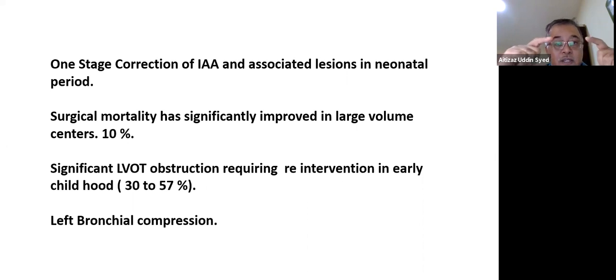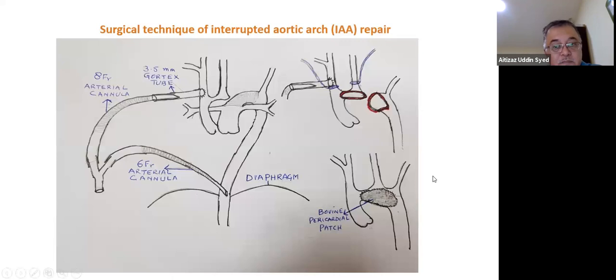In one stage, you can repair the interrupted arch as well as the VSD, and that is the one-stage repair. Left bronchial compression is peculiar to this, because the anastomosis, where you rejoin the interrupted portion, can be compressing on the left bronchus, and you have to actively look for it in post-repair children.